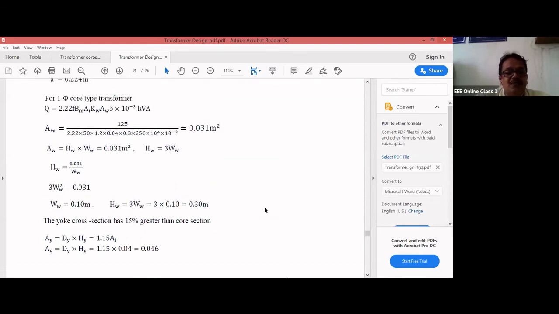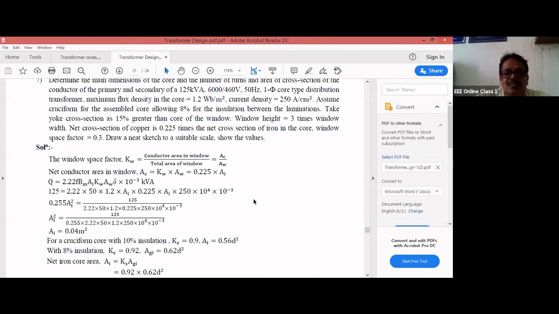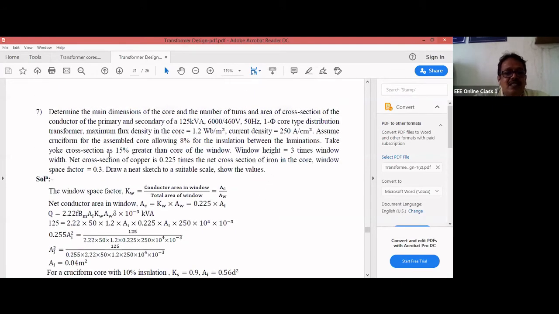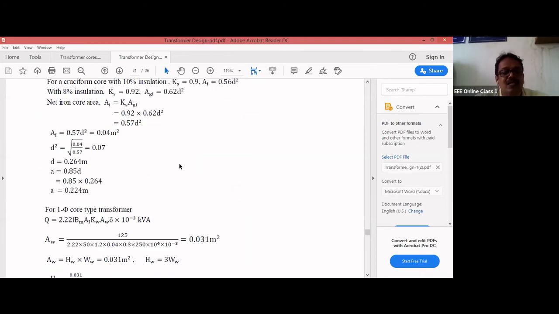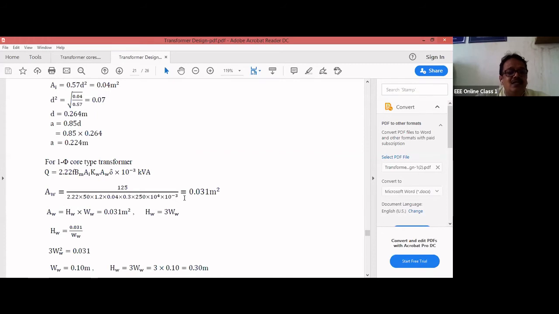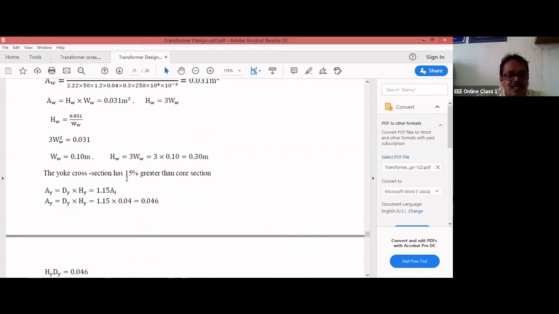Yoke cross section. Here one more condition is given. What is the one more condition given here? The yoke cross section is 15% greater than the core section. That means the yoke part is 15% more than the core part. That you take into consideration.